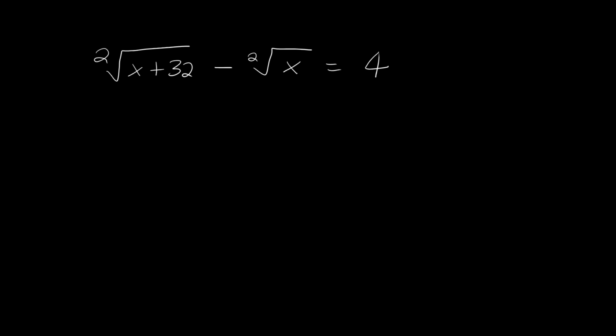So let's read the problem carefully. We have square root of x plus 32 minus square root of x equal 4. So let's try to understand what is going on. Basically, this side of the equation is equal to 4. How is that possible? It doesn't even look close to giving 4.